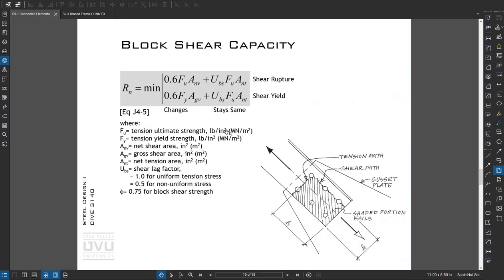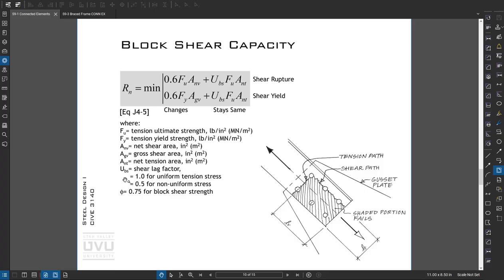Okay, so for block shear, like I said earlier, we have a portion that fails in tension and a portion that fails in shear. So the capacity is equal to the minimum of two different strength types. The first equation is a shear rupture, which is given by this term. The second term is a tension rupture, but you'll see these two stay the same. And then in the shear yield equation, this portion here changes from rupture to yielding. The definitions are all here.